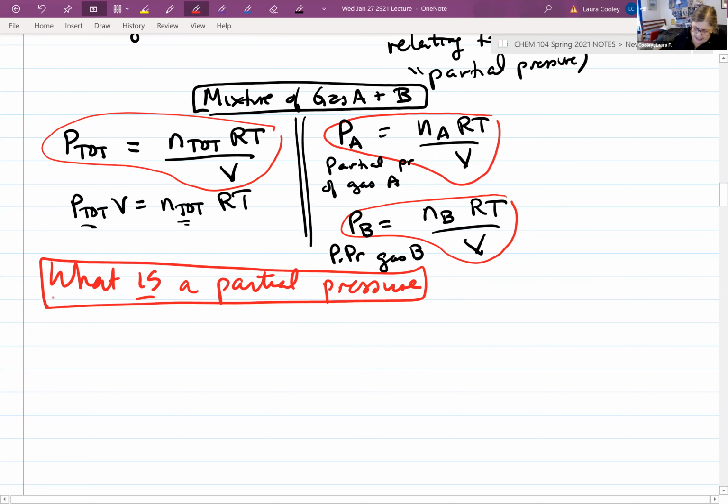Well, suppose we had only gas A. By the ideal gas law, the pressure would be the moles of A times RT over V. It would be PA. So that implies that the partial pressure of a gas in a mixture is the pressure that gas would exert if it was the only gas there.